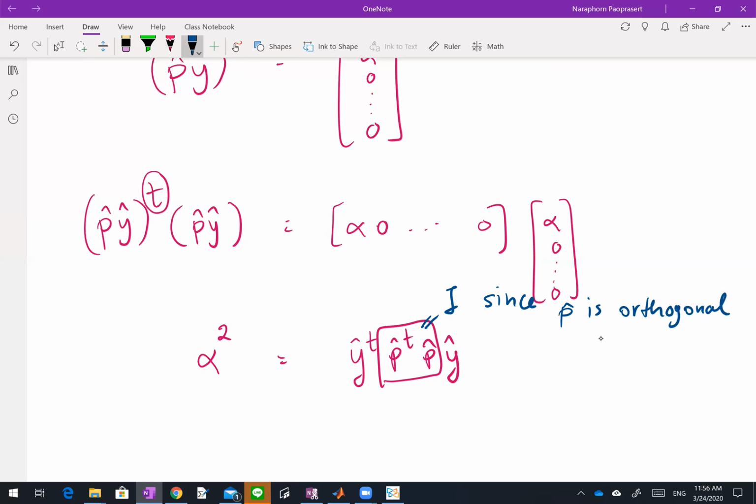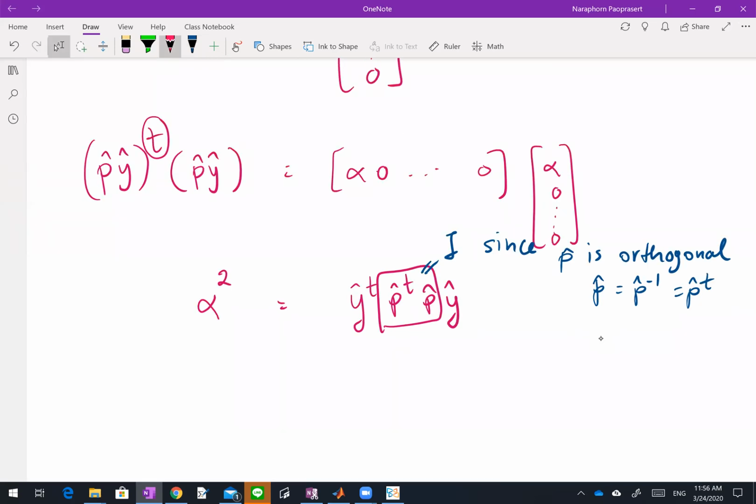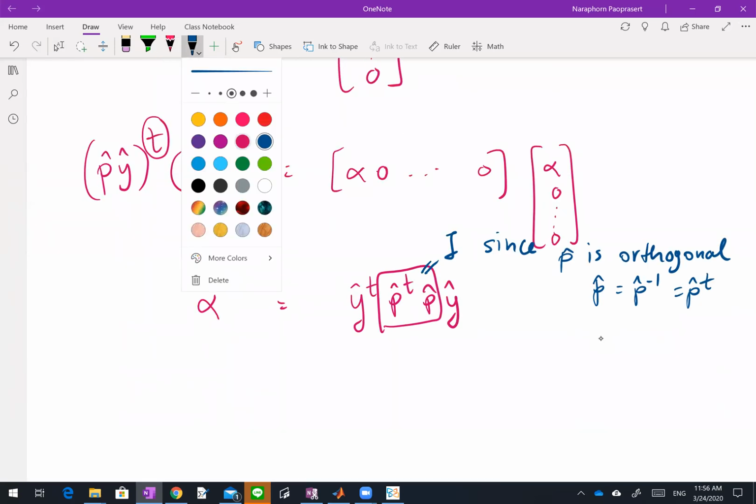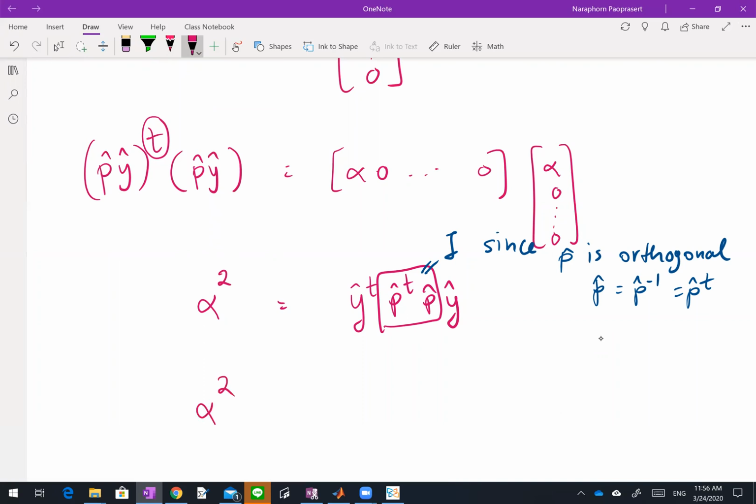So when a matrix is orthogonal, P hat equals P hat inverse, right? And also equals P hat transpose. So if you have P hat equals P hat inverse, then P transpose P is just going to be the identity matrix, so you can just cut it out. So basically you're going to have alpha square equals y hat transpose y hat.